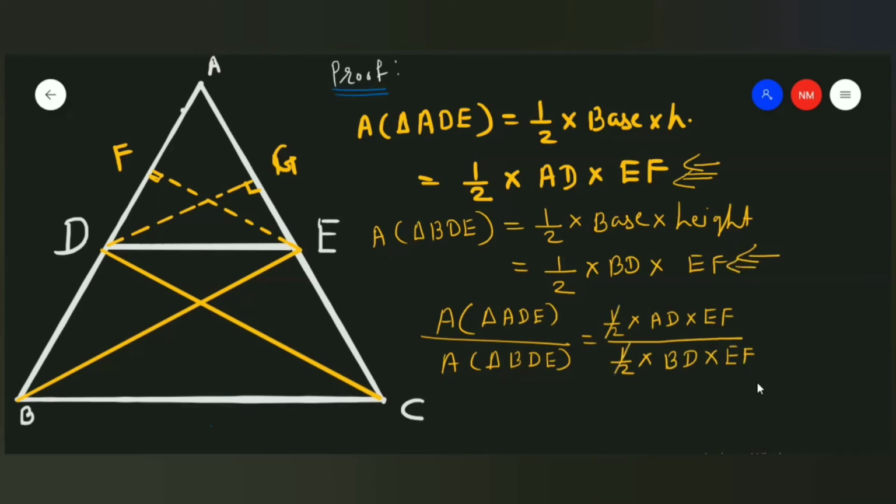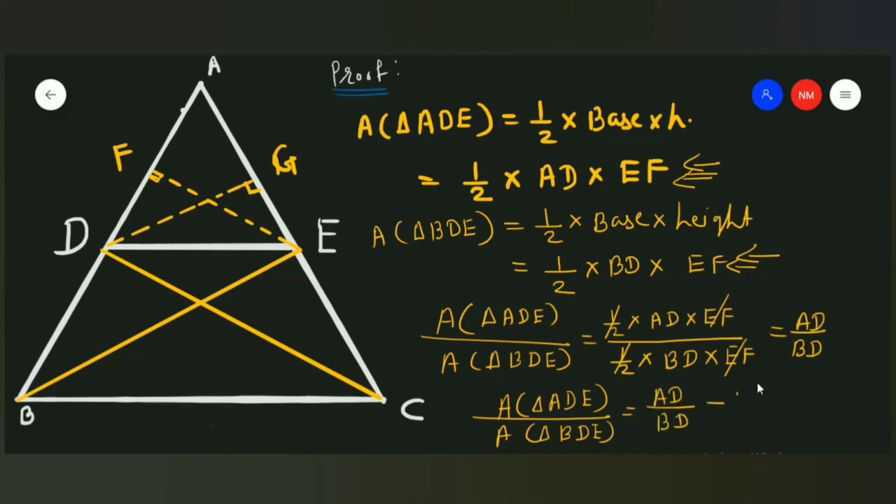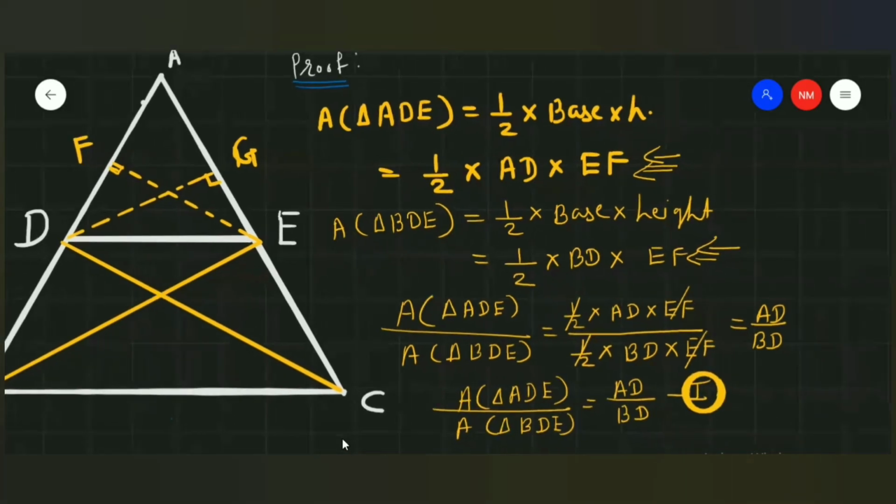1 upon 2 will get cancelled. EF will get cancelled, which is equal to AD upon BD. So finally, we come to the conclusion: area of triangle ADE upon area of triangle BDE equals AD upon BD, which is equation 1. So here I have found equation 1.